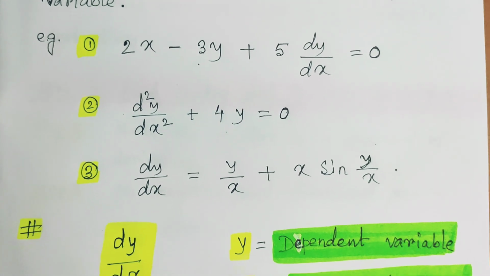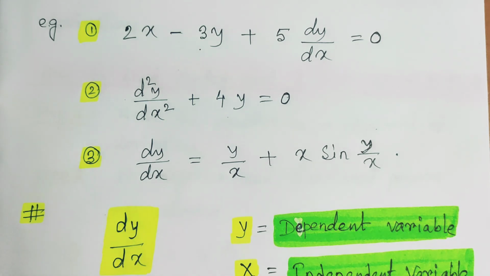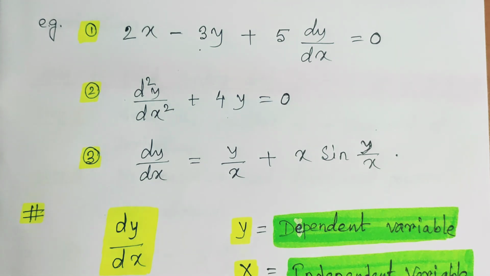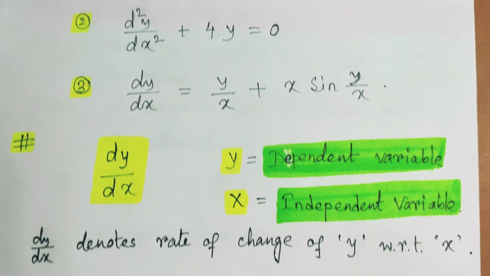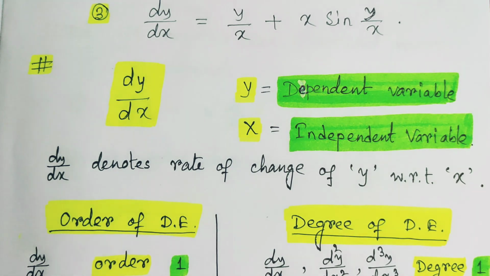Here two more examples are given for the better understanding. d²y/dx² plus 4y is equals to 0. This is another example of the differential equation. And one more is dy/dx is equals to y/x plus x sin(y/x). So at first elaborately we come to know about the dependent variable, independent variable, rate of change, and after that the main topics of the differential equation.